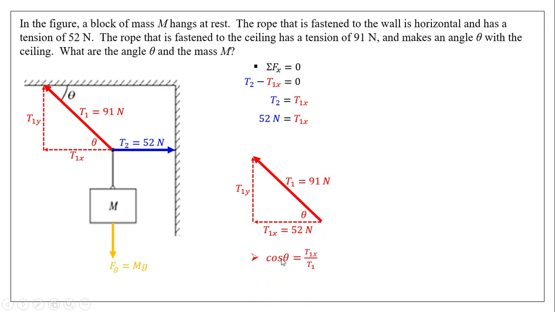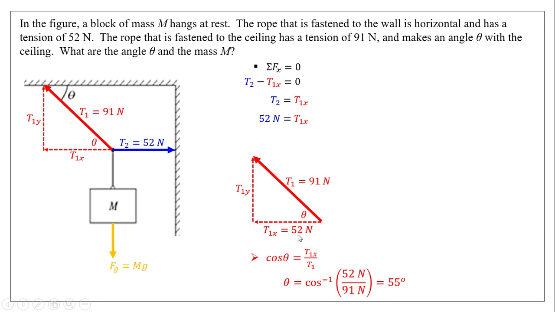So therefore, hopefully your geometry is good that it triggers cosine, because I know the adjacent leg and then the hypotenuse referencing this theta. So by definition, cosine of theta is adjacent over hypotenuse. Adjacent in this case is T1x, hypotenuse is T1. Therefore, to solve for theta, we do inverse cosine.